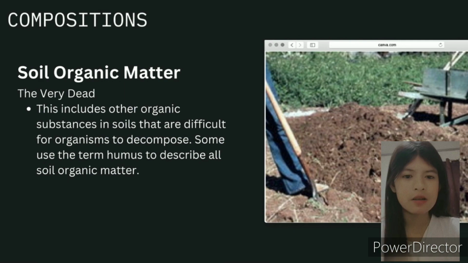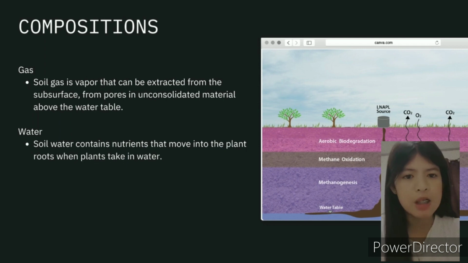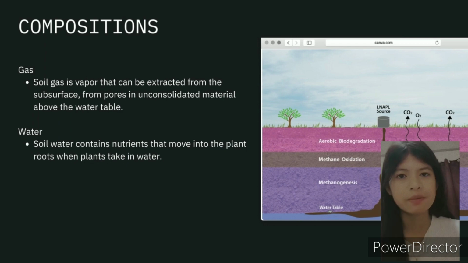The next composition of soil is the gas. Soil gas is vapor that can be extracted from the subsurface from pores in unconsolidated material above the water table. In uncontaminated areas, it is usually a mixture of atmospheric gases such as oxygen and nitrogen, and gases such as carbon dioxide produced by metabolic activities of soil zone organisms.